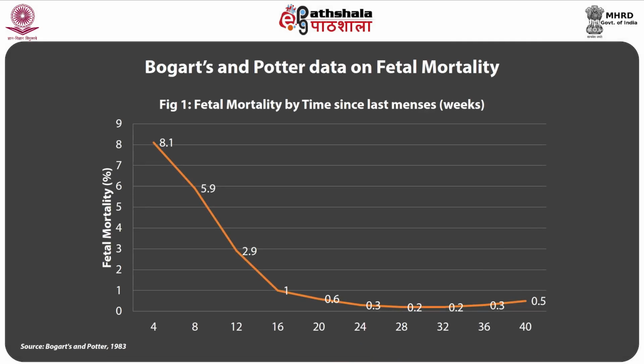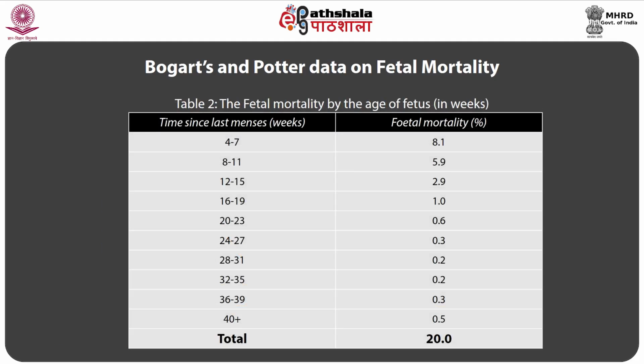You can see figure number 1, Bongaarts and Potter data of fetal mortality: fetal mortality by time since last menstrual period. Here is fetal mortality by percentages. It declines gradually from 8.1 up to 16 weeks of menstruation to 0.5 at 40 weeks of menstruation. This is the table which gives fetal mortality by age in weeks. Time since last menstruation is given, and then fetal percentage mortality is given.